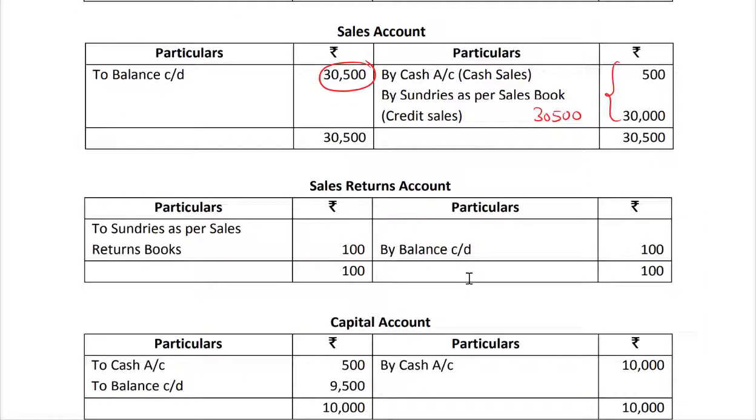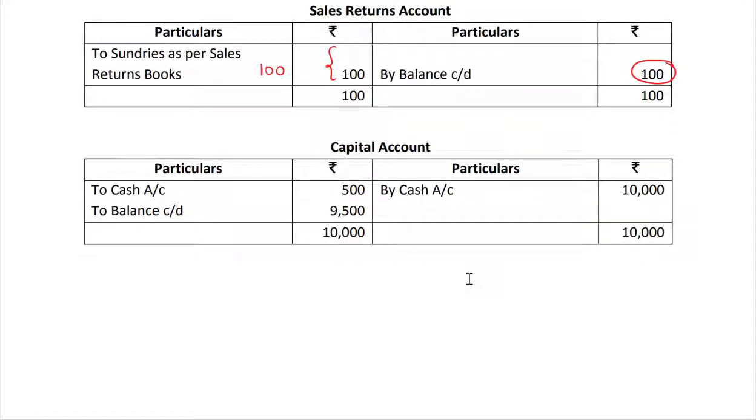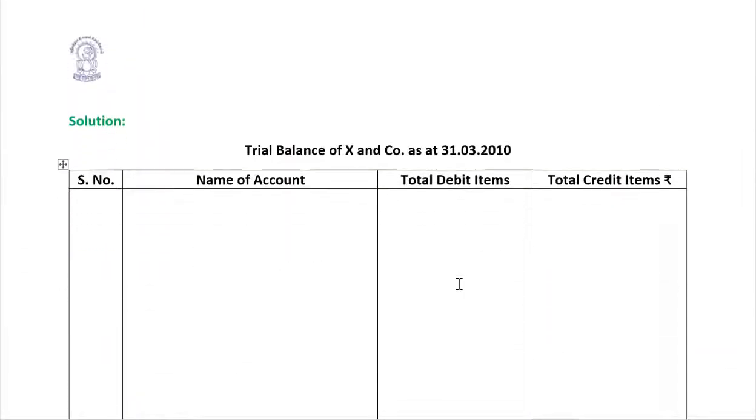Let's see the sales return now. We will be ignoring this 100 on the credit side, but on the debit side we'll be recording 100 as sales return. Over here we'll be ignoring 9,500, but we will record 500 on the debit side and we will be recording 10,000 on the credit side while doing it by the total method. I believe till here it is crystal clear. Let's try to solve it.